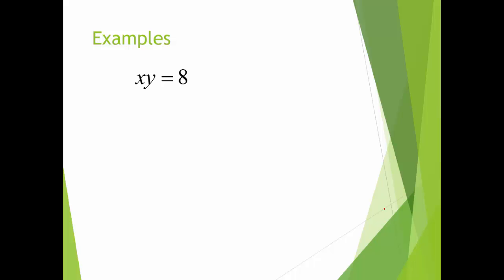Let's look at one more. Okay, here's one that's not quite as cut and dry because I have x times y equals 8. So again, could I divide through by x and differentiate that way? Sure, but let's practice the implicit just so we understand how it works.